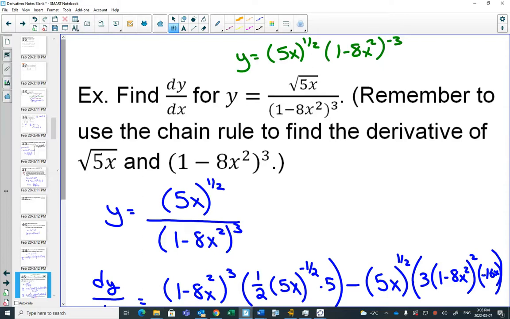And now, instead of dividing, I could put a blue dot there and say, I could use my product rule with the chain rule twice. I could keep the first one the same, multiply by the derivative of the second one. Then keep the second one the same, multiply by the derivative of the first one.